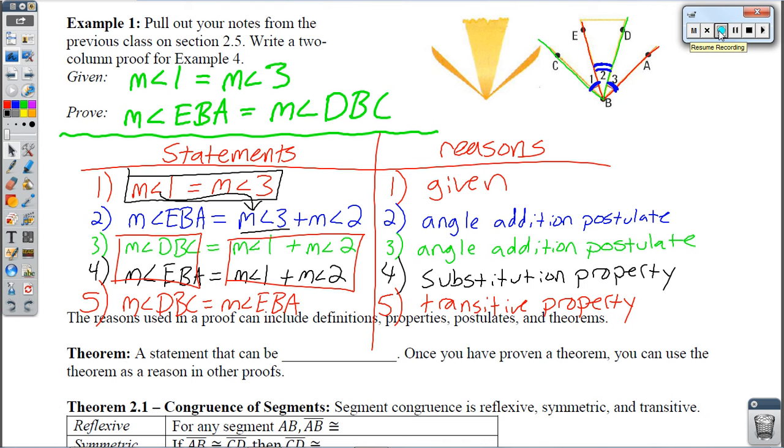And there you have it. On step 5, we have proven what we were looking to prove. We have proved that the measure of angle DBC and the measure of angle EBA are in fact the same thing.